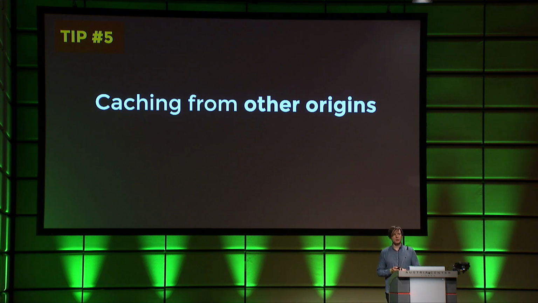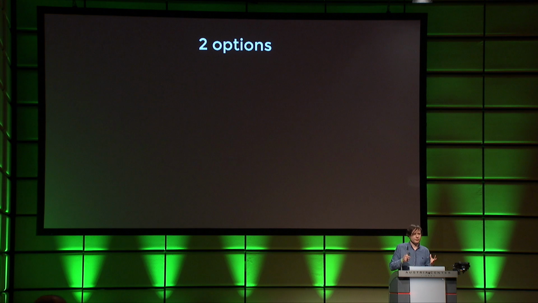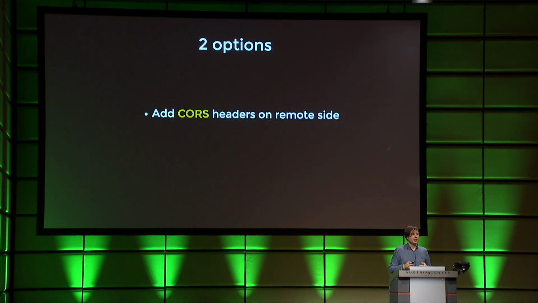Next tip. Quite often we want to fetch and store in the cache some stuff from other origins, like CDNs or third-party API suppliers. We have to get ready for opaque responses there, which is part of the HTTP standard, right? And we have two options here. We could add CORS headers to this remote origin, but in most cases we don't have this privilege, right? We are talking about third-party stuff. Or we can handle opaque responses in our service worker.